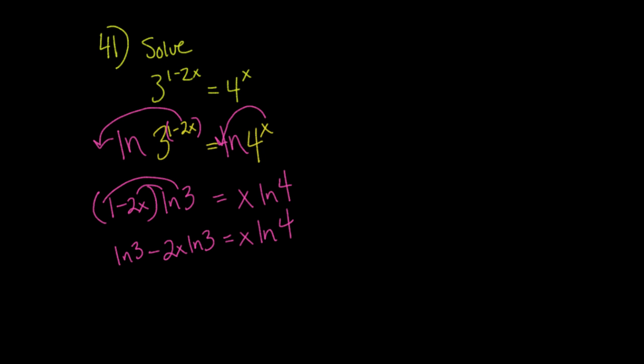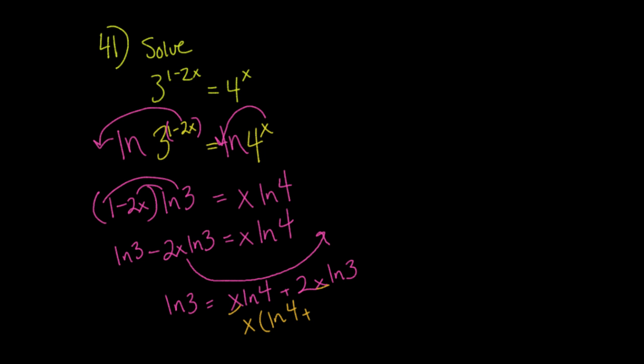So now what we're going to do is get all the terms with x onto one side. So I'm going to bring this guy over here. So it's natural log of 3 equals x ln 4 plus 2x ln 3. Notice that x is a like factor in both of these, so let's do that. I'm going to change the colors. See x and x, so factor x out. So it's x times ln of 4 plus 2 ln 3 equals natural log of 3.